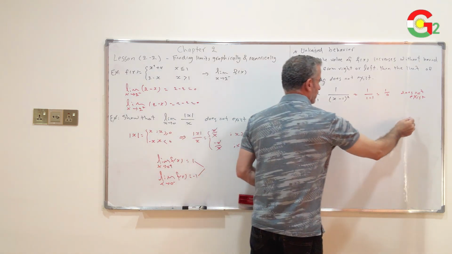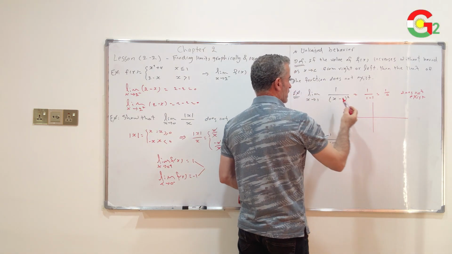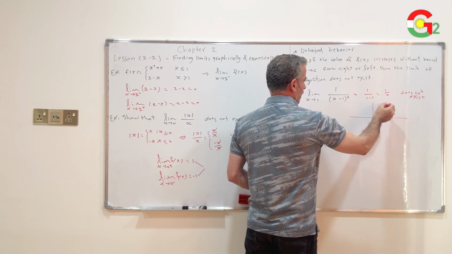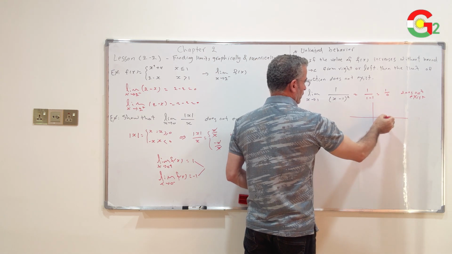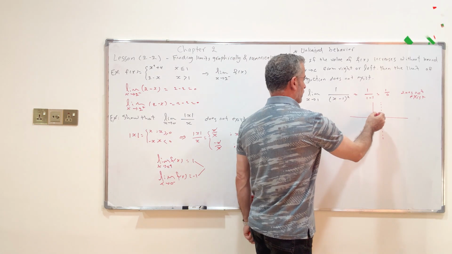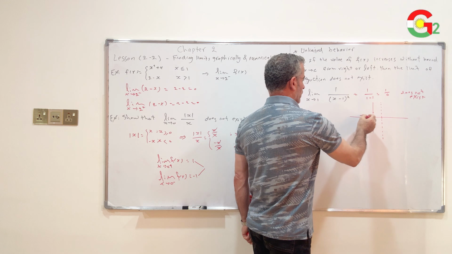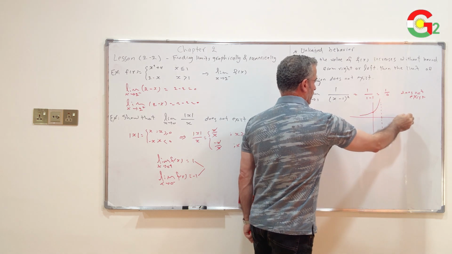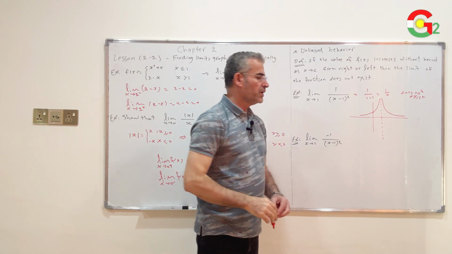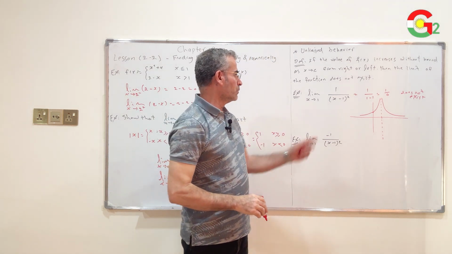And the graph of this function is, when x equal 1, we have a vertical asymptote, and we have a function that goes to infinity as x approach to 1.